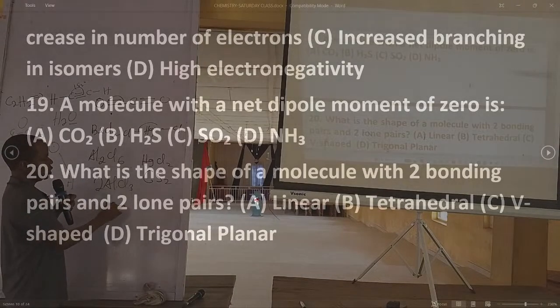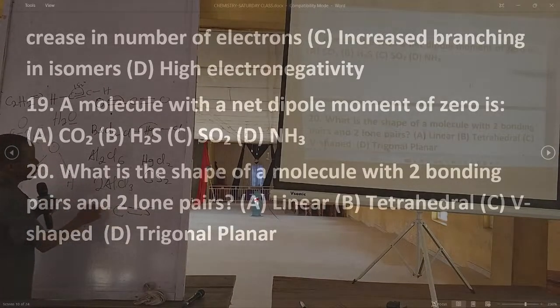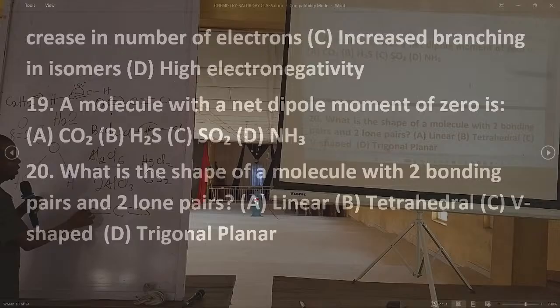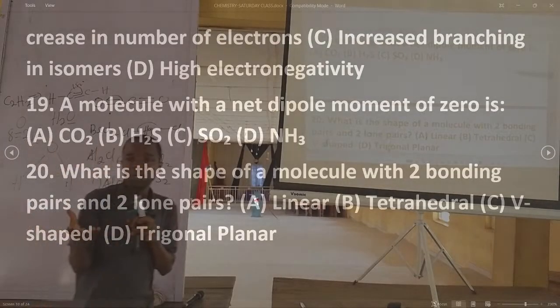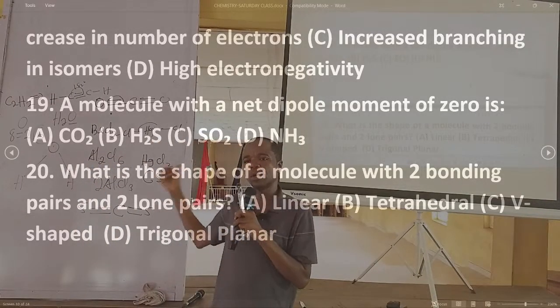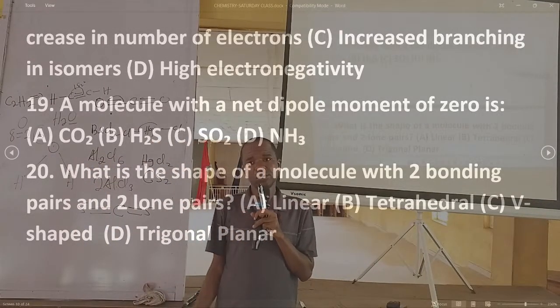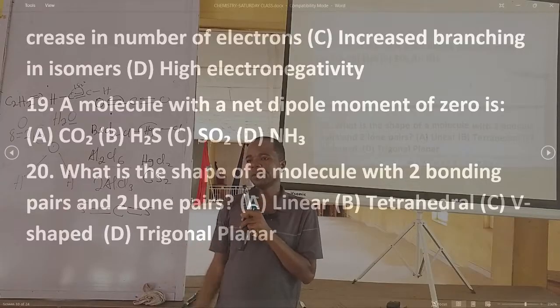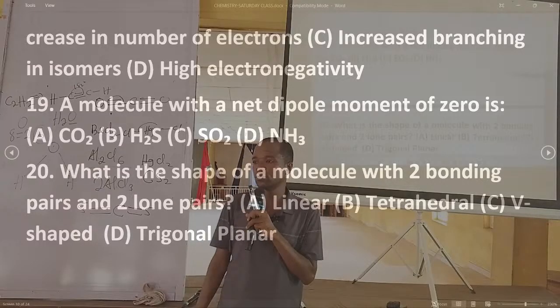And CS2 is carbon, sulfur, and another sulfur. So I'll give you not less than 5 examples. CO2 is a linear molecule. Ethyne C2H2 is a linear molecule. Beryllium chloride BeCl2 is a linear molecule. Mercury(II) chloride HgCl2 is a linear molecule.